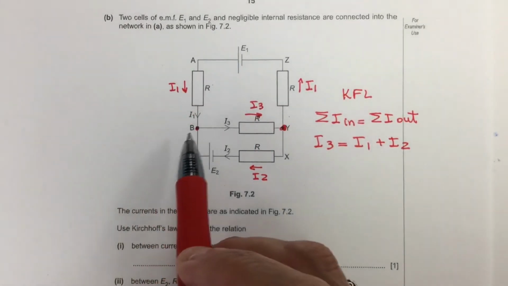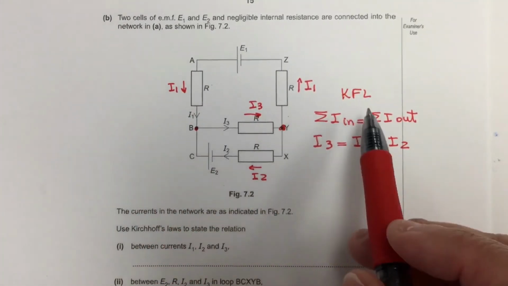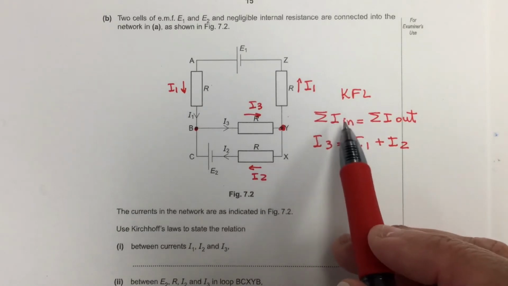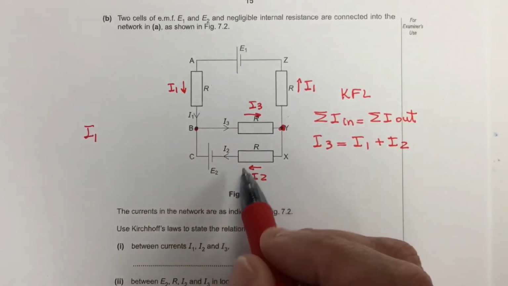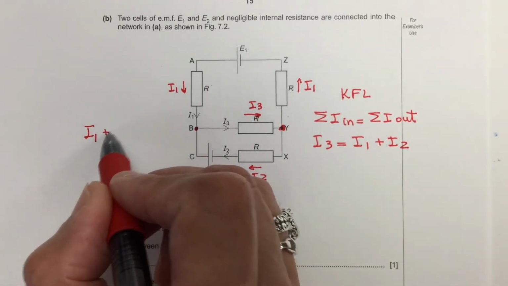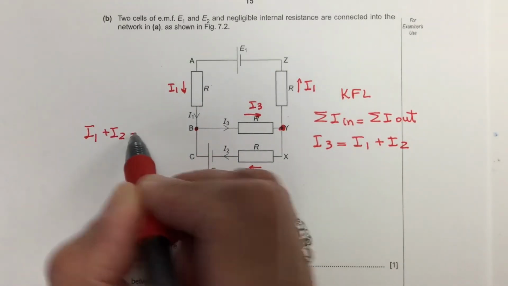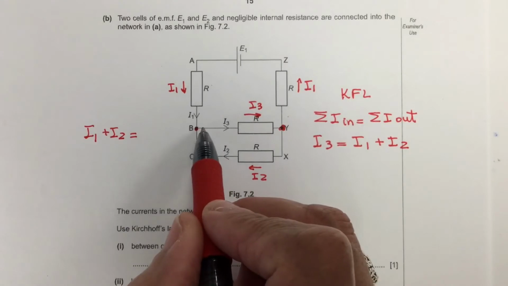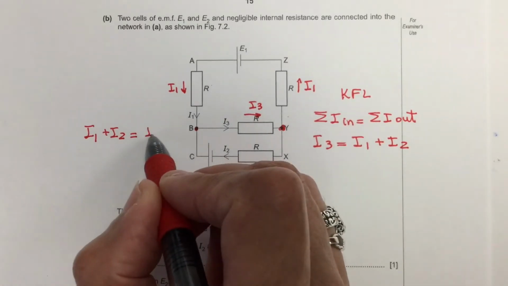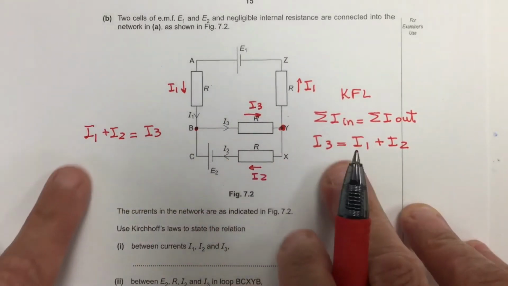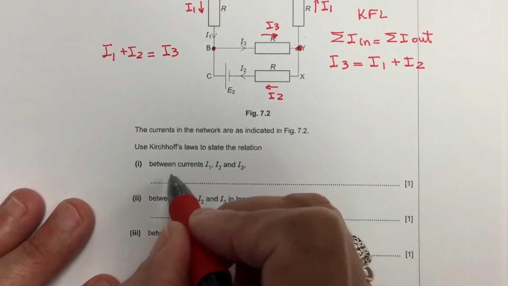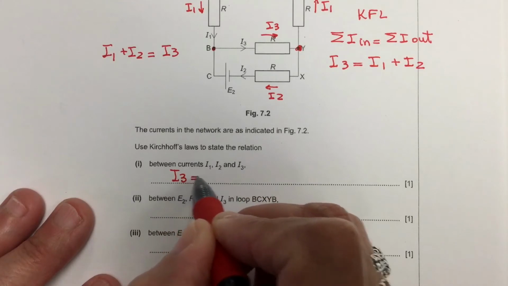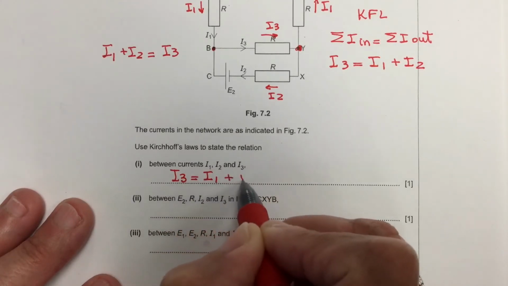If you want to check on this side, we can use the same approach. The sum of currents in, in this case, is I1 and I2, which is equal to the sum of currents out, in this case just I3. So the equations are the same. To answer the first question, I3 is equal to I1 plus I2.